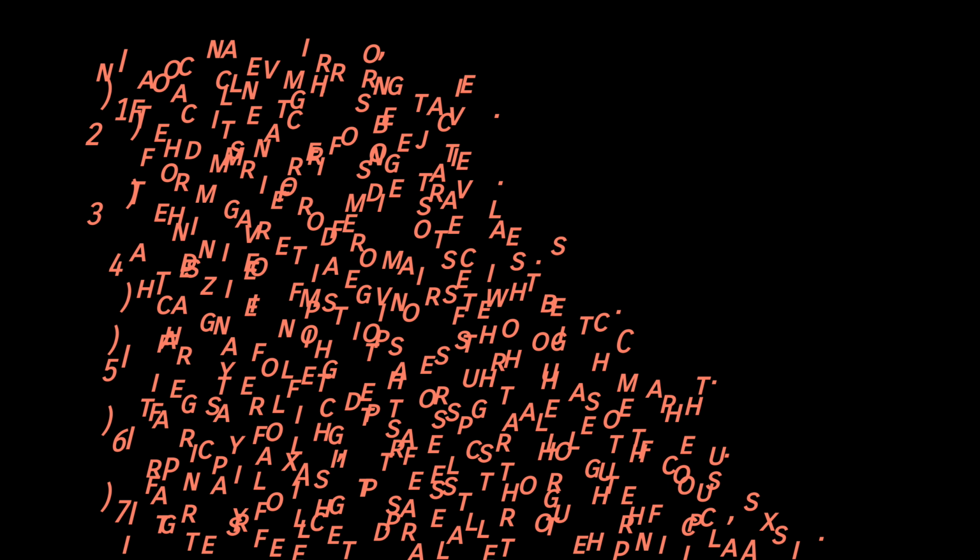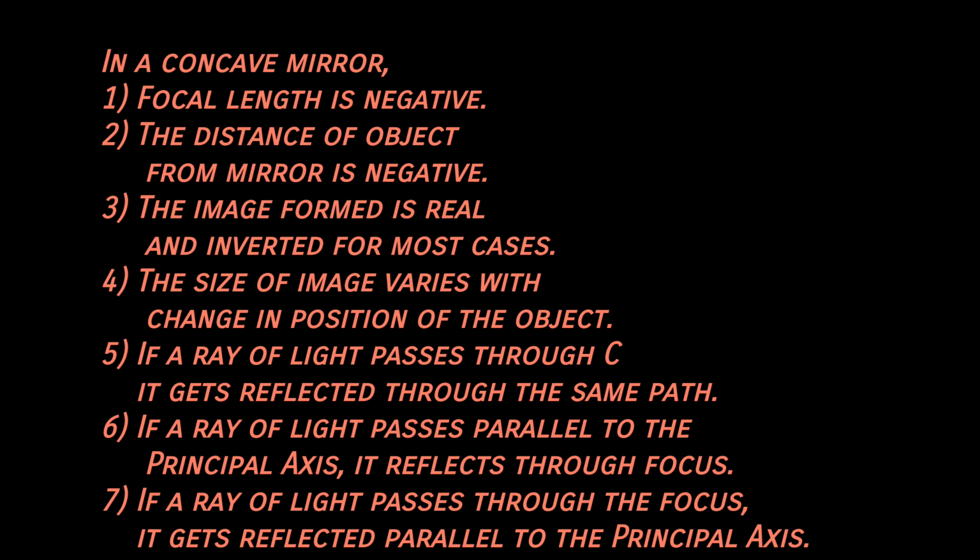To show the ray diagram for the formation of image of an object kept in front of a concave mirror, it is necessary to keep in mind that the focal length of a concave mirror is negative. The distance of object from mirror is also negative. The image formed by concave mirror is real and inverted for most cases. The size of the image varies from the change in position of the object.